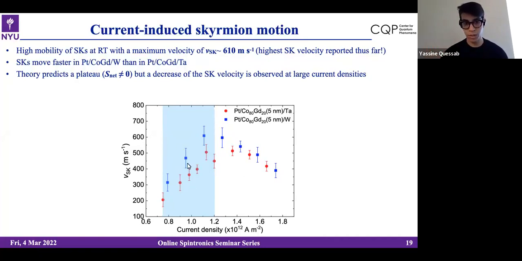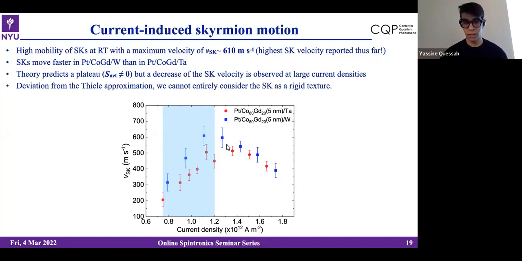So in blue here, I show the flow regime, and we were not able to measure the creep regime because we cannot apply current pulses smaller than 0.7 times 10^12 amperes per square meter in our setup. And so obviously with this behavior, we can say that the skyrmion motion again deviates from the TL approximation, and we cannot completely consider the skyrmion as a rigid spin texture.